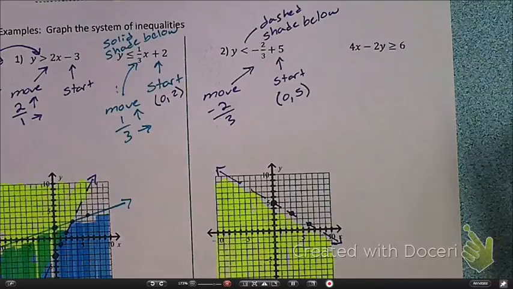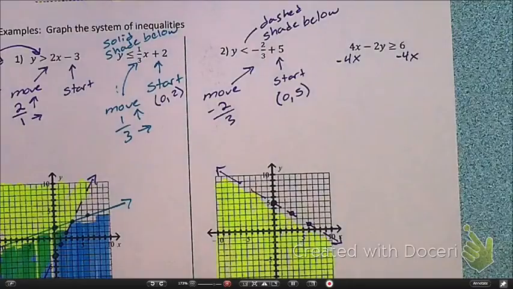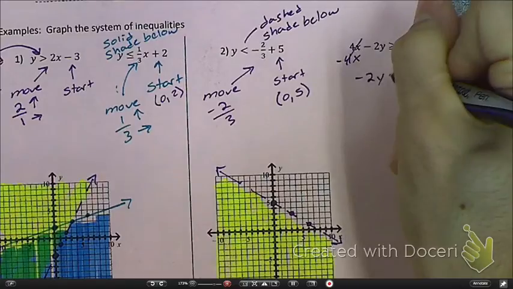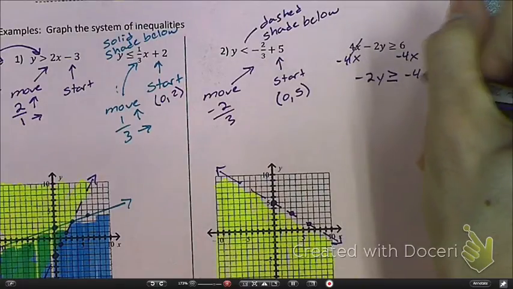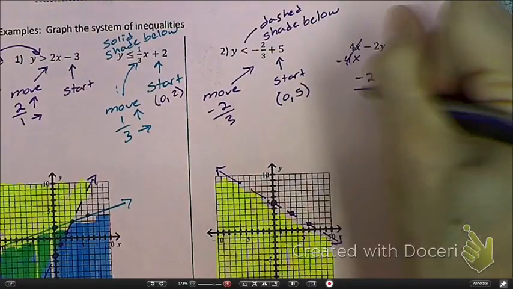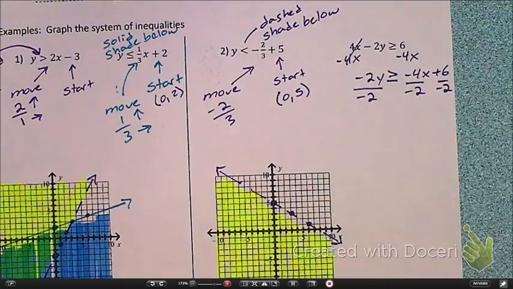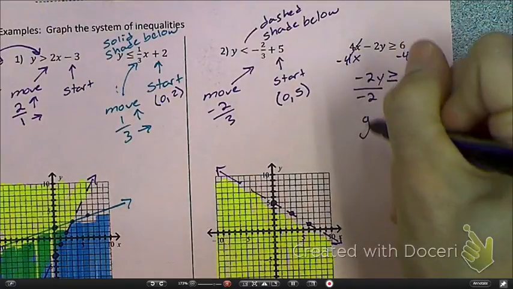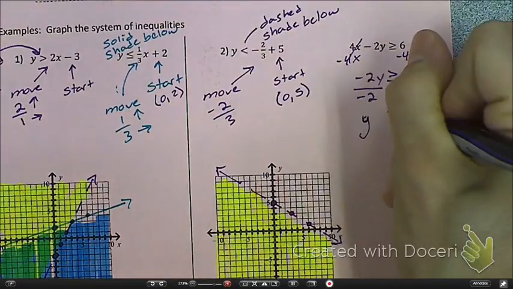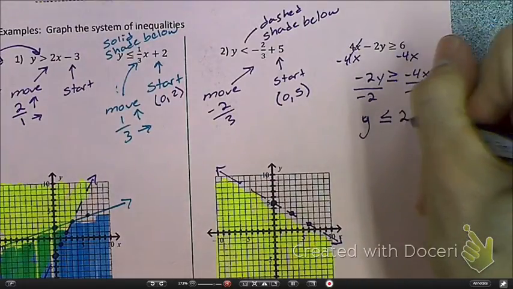You would first want to move the 4x by subtracting it, which leaves you with negative 2y is greater than or equal to negative 4x plus 6. You then want to divide by negative 2, which gives you y. Now remember, because I divided by a negative, this sign flips. So y is less than or equal to 2x minus 3.